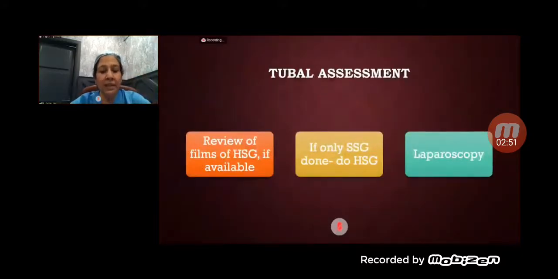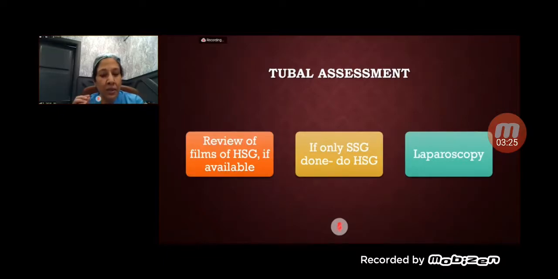So the tubal assessment, now this is also very, very important, because if the patient has come from outside, you may not be sure of the tubal status if the patient wants you to do another IUI for her. So always review the film of HSG. It has been seen that sometimes the patient is only carrying a report. So if she has a report that it's a normal HSG or bilateral tubes are patent, insist on getting a film. So if you can see the film of HSG, it is very, very important to make out what kind of a spill was there.